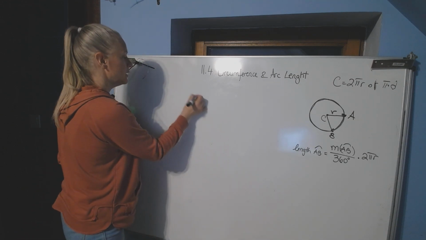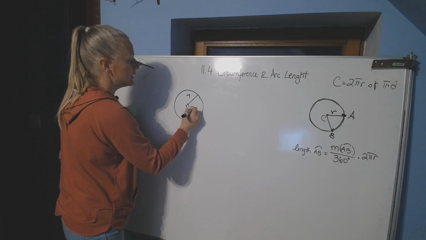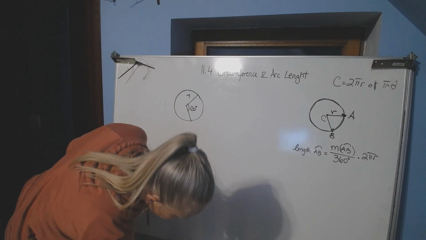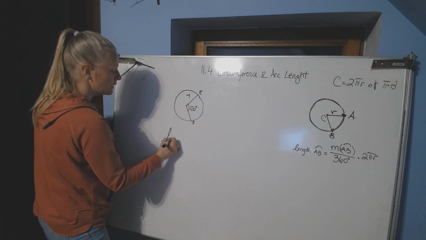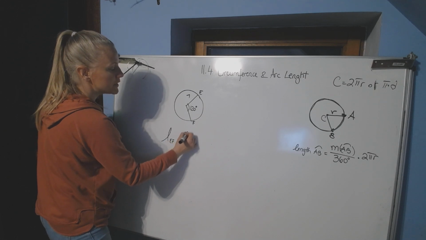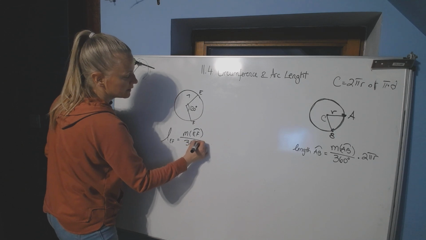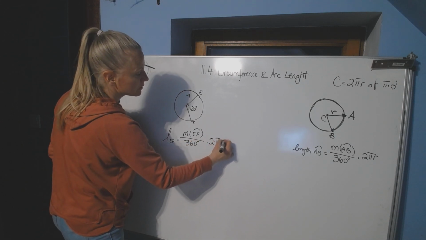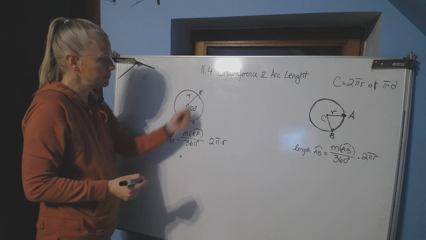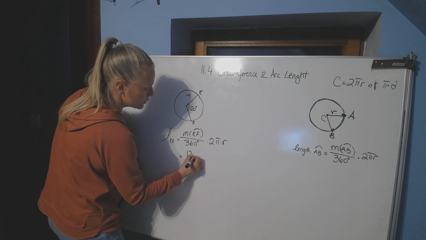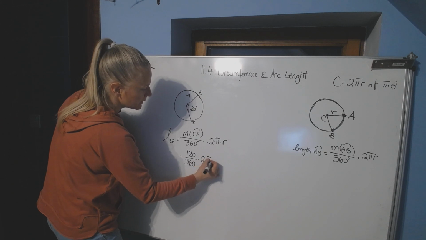Again, I have a circle. My radius is 7. My angle is now 120 degrees. That's where I am. And this is called EF. Again, the length of EF is going to be the measurement of EF in degrees divided by 360 times 2 times pi times r. Or, again, central angle, which means the arc has the same measurement as the angle, 120 divided by 360 times 2 times pi times 7.